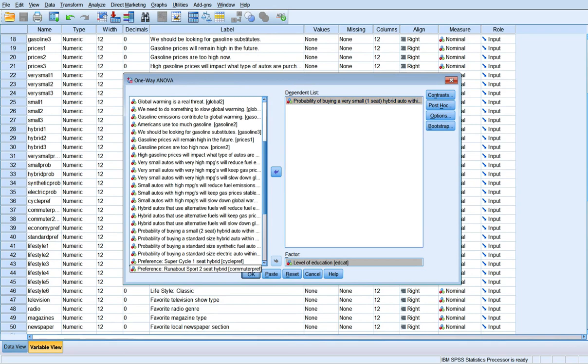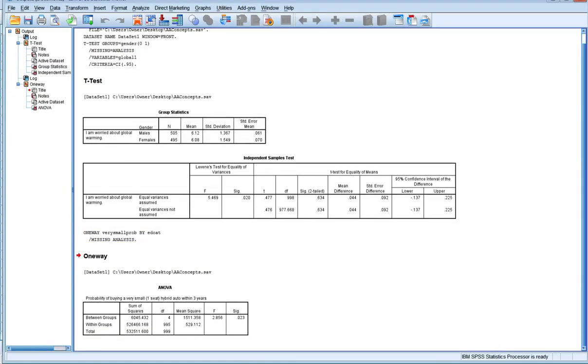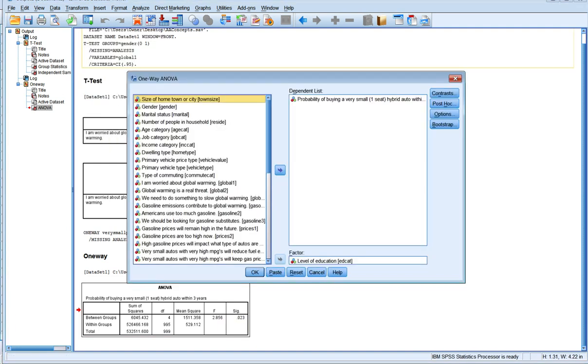When I click OK without clicking anything else, SPSS tells me this is the Anova test. The significance level is below 0.05, which means I reject the null hypothesis that all means are equal. That means there is at least one difference. The Anova test doesn't tell us where the difference is. That's why we need to do something else called Post-Hoc Analysis.